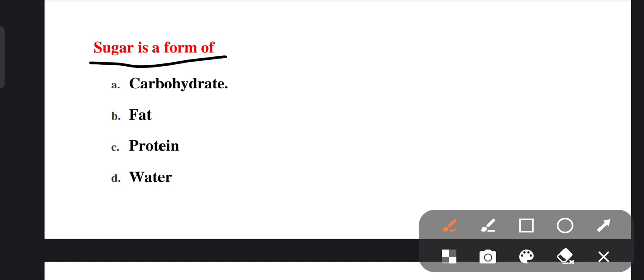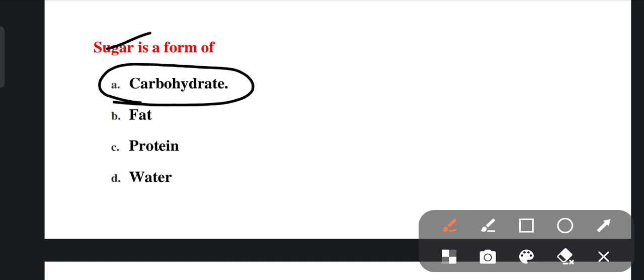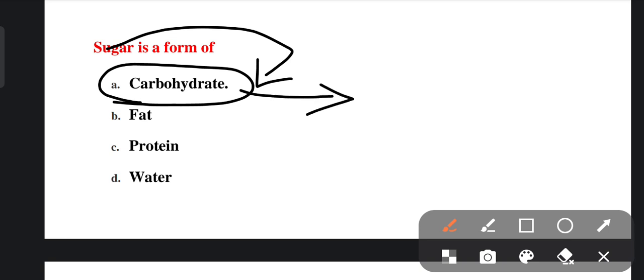So the next question is, sugar is a form of? So what is the form of sugar? Is it carbohydrate, fat, protein, or water? The right one is carbohydrate. So sugar is a main carbohydrate, which is the main source of energy and immediate energy.